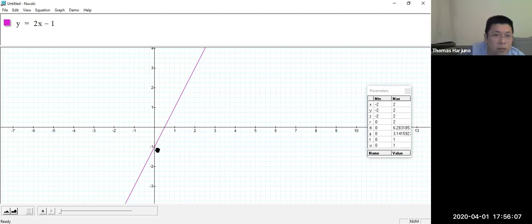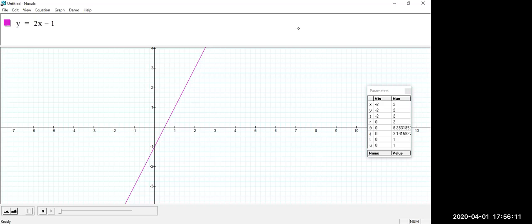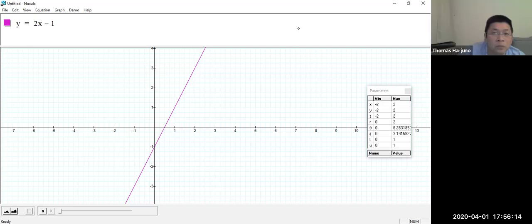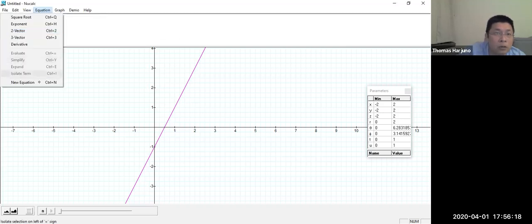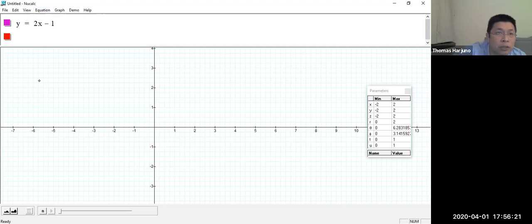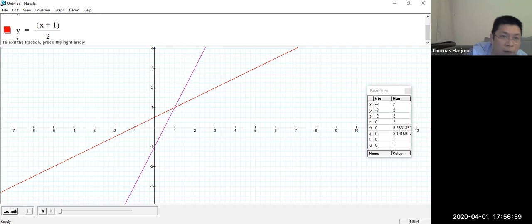How about the y-intercept? (0, negative 1), that's right. Okay, now let's take a look at the equation of the inverse function. That's y equals (x plus 1) divided by 2, which is actually, you can see that as 1/2 x plus 1/2, right?